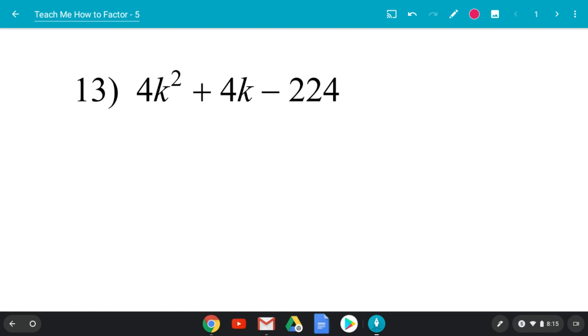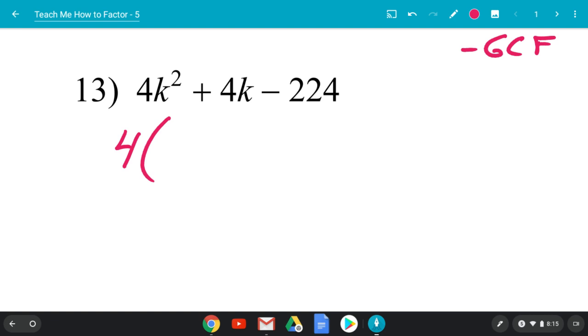Who's ready? All right, go ahead, Zyler. Not a perfect square. It's not special. It's just regular. So since it's just regular, what's the first thing I ask myself? Is there a GCF? Yes. What is it? I can pull out a 4.